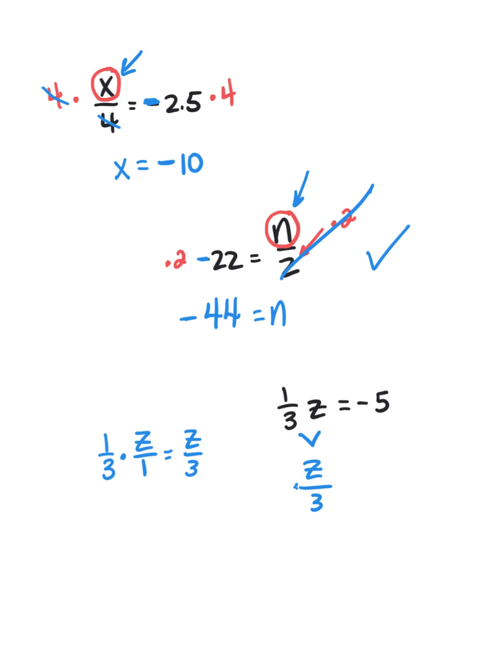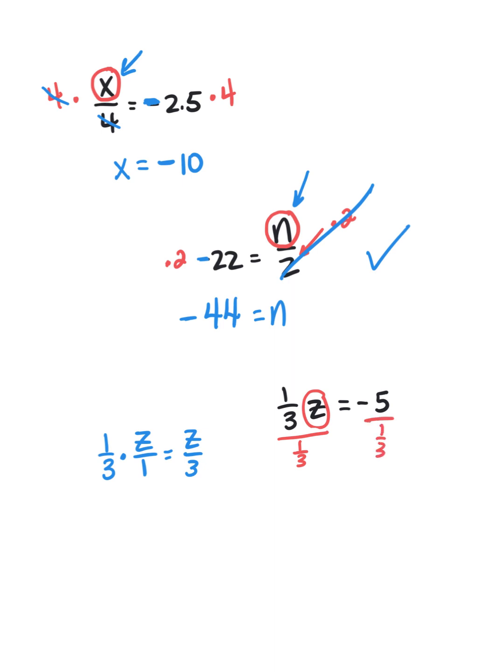But let me show you what you could do if you wanted to leave it as 1/3, because there might be a time soon where it's not going to be a 1 in the numerator. So what you would do technically is, because the z, your variable, is being multiplied by 1/3, the inverse of multiplication is division. So instead of multiplying by 1/3, you would say we're going to divide by 1/3.